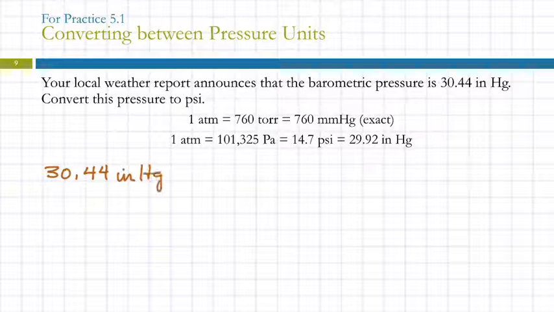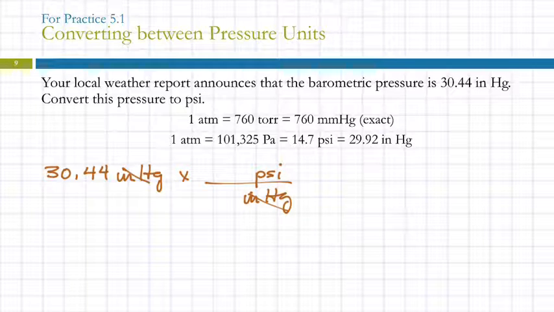30.44 inches of mercury. That's not in mercury, that's inches of mercury. And I'm asked to find PSI. So I have one conversion factor. I'm going to put PSI on top. I'm going to put the given unit on the bottom. Inches of mercury cancel out. These things are all set up to be equal to each other. They are all equal to 1 atmosphere. So 14.7 PSI is equal to 29.92 inches of mercury. So I can use that as my conversion factor. So 14.7 PSI, 29.92 inches of mercury.